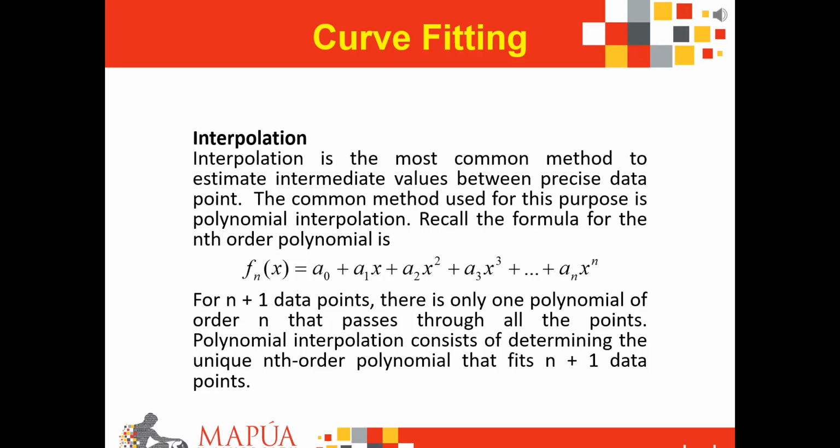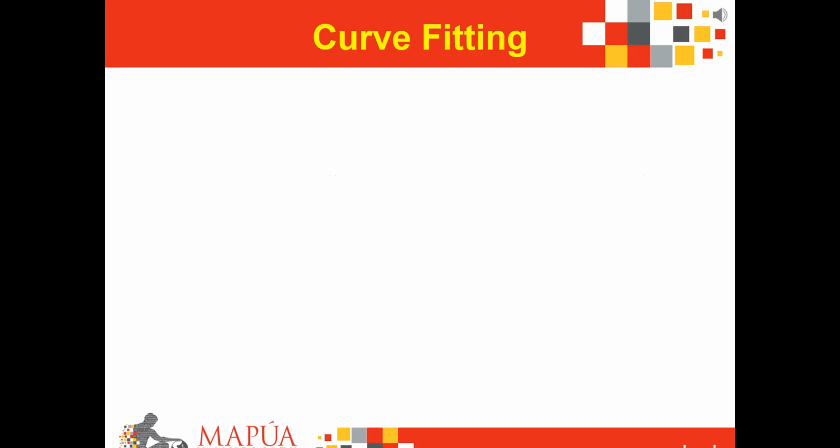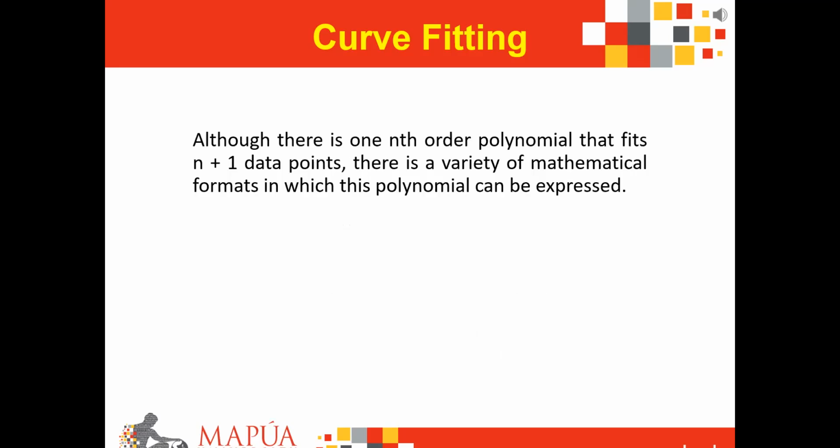So for n plus 1 data points, there's only one polynomial of order n that passes through all the data points. The polynomial interpolation consists of determining a unique nth-order polynomial that fits your n plus 1 data points. Although there is one nth-order polynomial that fits your n plus 1 data points, there is a variety of mathematical formats in which this polynomial can be expressed.